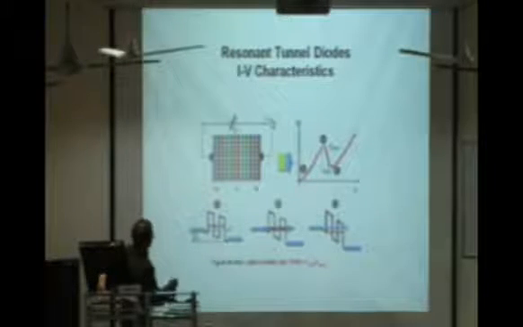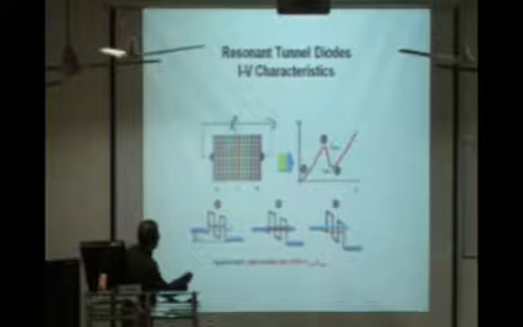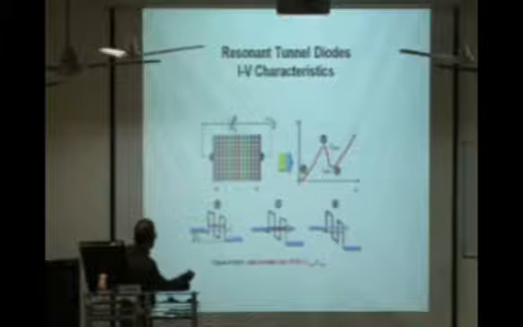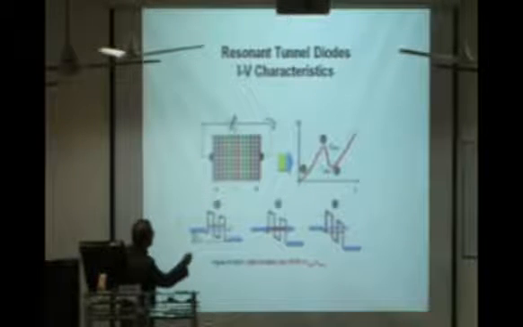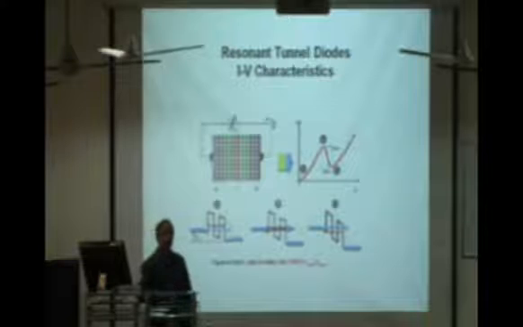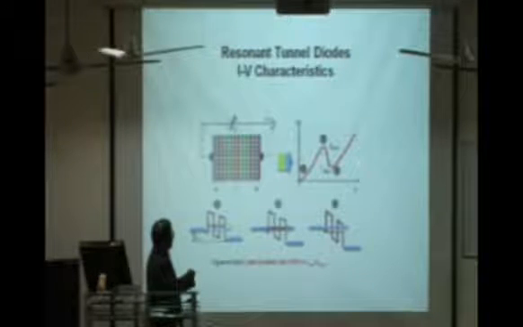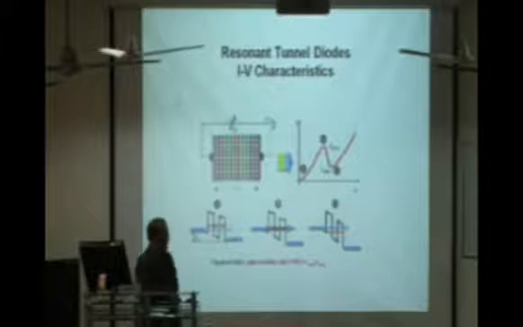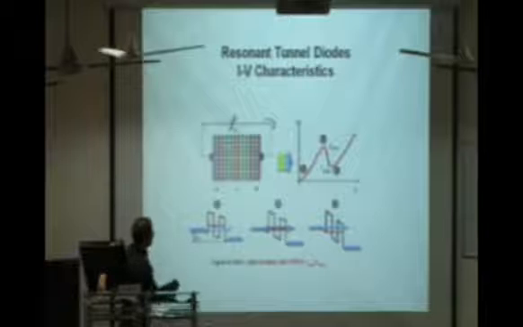But when you increase the voltage again, this energy level goes up, so this quantum energy state is now much lower. There are no energy states available on this side in the quantum well, so the current goes down. This is a phenomenon we call negative differential resistance, which we get in typical tunnel diodes or resonant tunneling diodes. In fact, that's why it's called resonant tunneling.